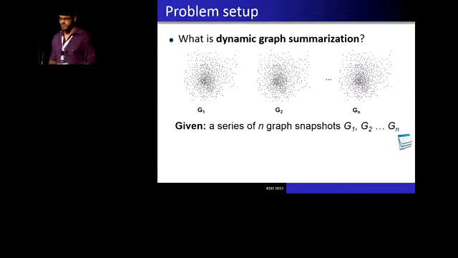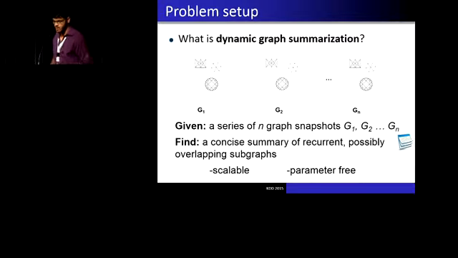Okay, so what exactly is dynamic graph summarization? The problem we focus on here is: given a series of n graph snapshots, these could be static graphs taken at intervals of days, weeks, months, etc. We hope to find a concise summary of recurrent, possibly overlapping subgraphs in a scalable and parameter-free way. So, in this example, you can see that across these graphs we may have found interesting graph theoretic structures like bipartite cores or cliques or stars that may be present or non-present at different time steps.